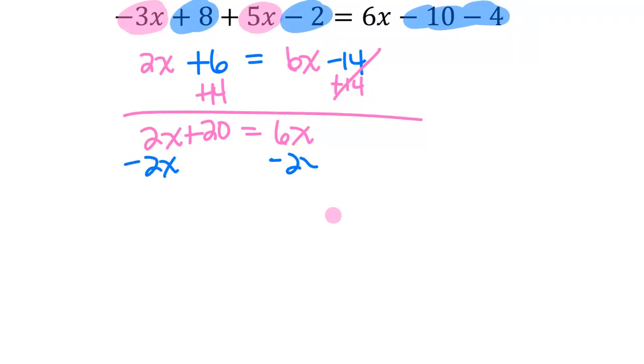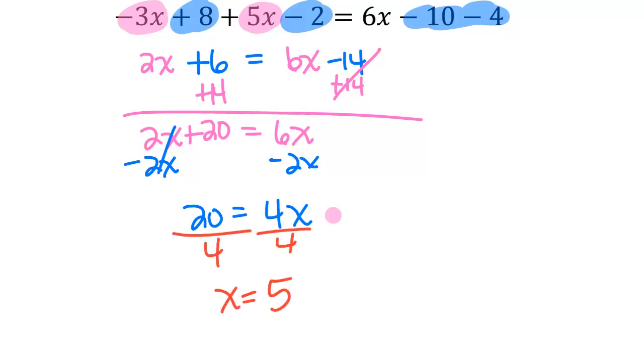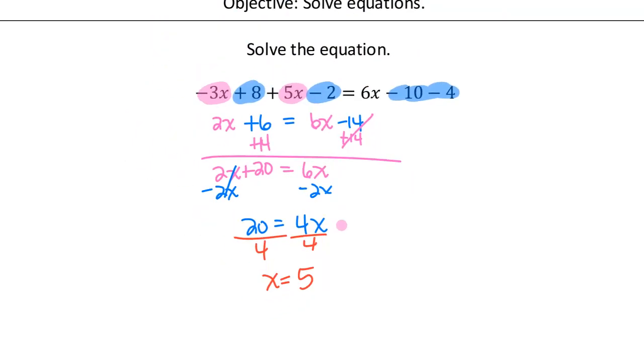Subtract 2x gives you 20 equals 4x. And then what do you do at the end? Divide by 4, x equals 5. And then you don't really have to check it because, again, nothing in the denominators, and I don't have any square roots, so you don't have to check it. That is your final solution.